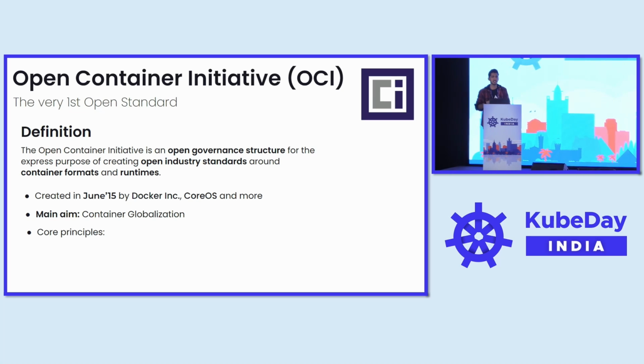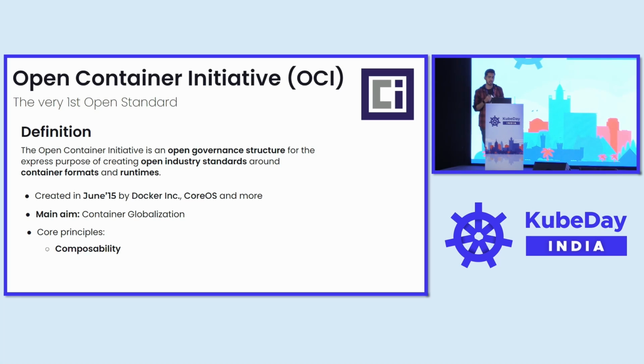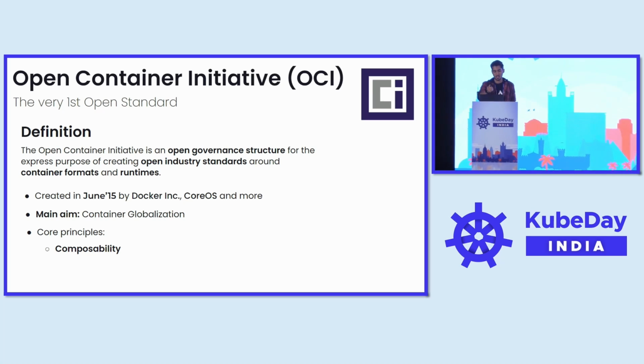Now, let us have a look at some core principles on which OCI was based, right? The number one was composability. So composability here means that each and every container should run independently, right? In a way, they should be connected with each other through networks, but every container should be independent of each other's behavior. That was the number one principle.